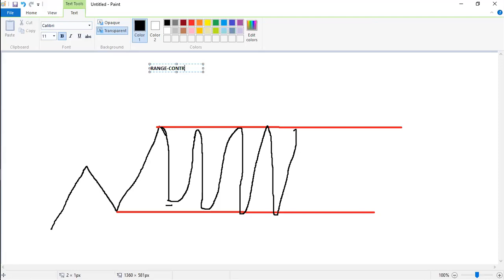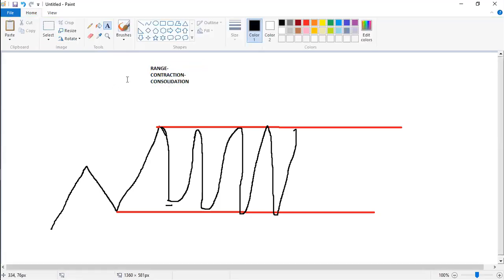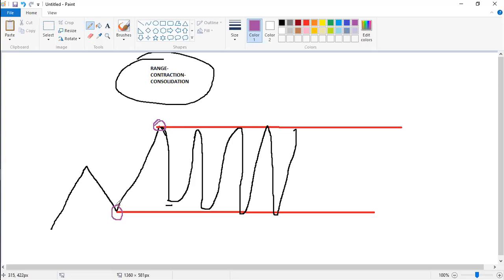Or contraction, or what's the other one? Consolidation. Yeah. Same, means the same thing. All of this means the same thing. So in a ranging market, the most important key levels are this one here and this. If price is not breaking this high or this low, we are in a range.